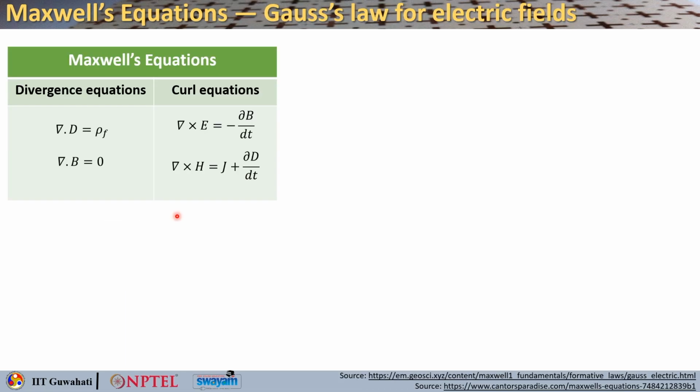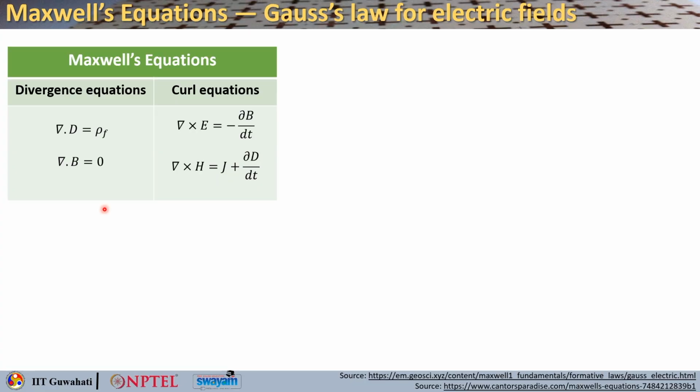So, students, let us discuss Gauss law for electric field first. Just a background about that, this law was published posthumously in 1867 as part of a collection of work by the famous German mathematician Gauss.